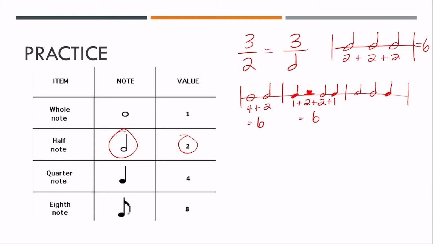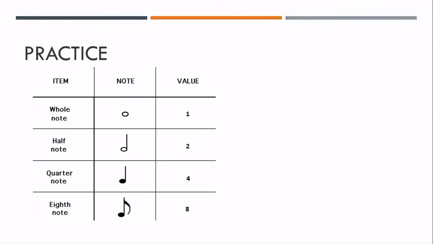Now, what if I just had 2 half notes and 1 quarter note? Both of these half notes are each going to be worth 2 beats, right? And that quarter note is worth 1. So 2 plus 2 plus 1 is equal to 5. Does that work? It does not. Remember, it cannot be less than or greater than 6. So if we added a quarter rest here, then does it work? 2 plus 2 plus 1 plus 1 equals 6. Now that works.